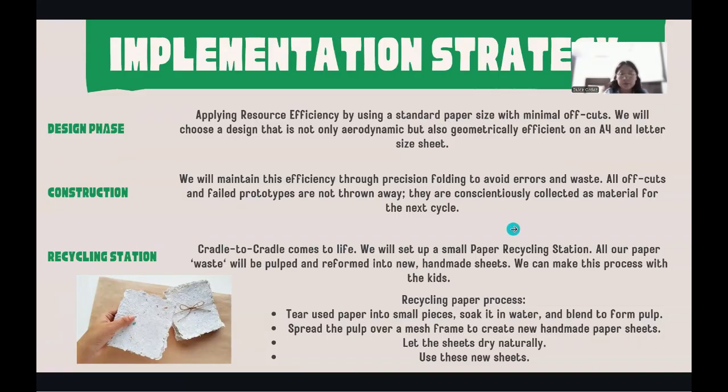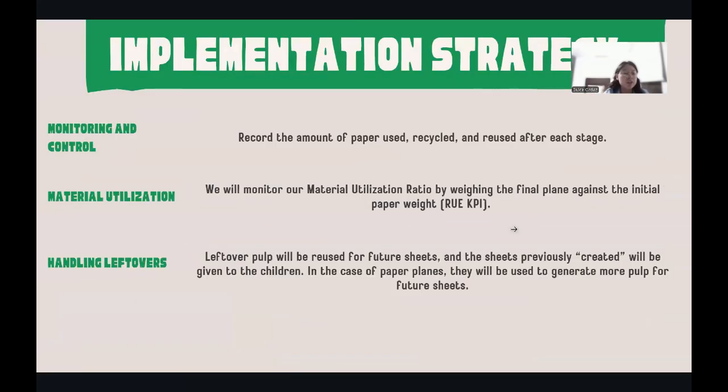And then we have the monitoring and control. We record the amount of paper used so we can use the KPIs. And also we need to store each paper plane that we use. And then the material utilization. We will monitor our material utilization ratio by weighing the final plane against the initial paper weight, as I mentioned before, the raw KPI.